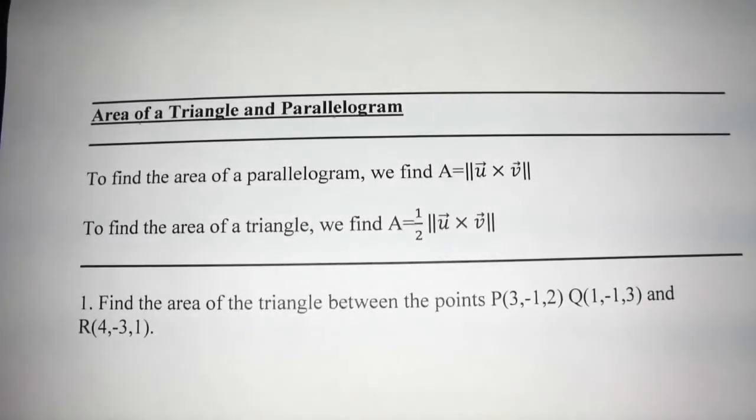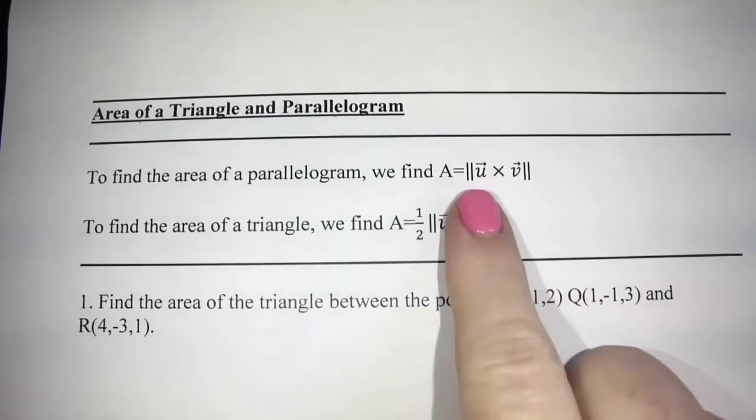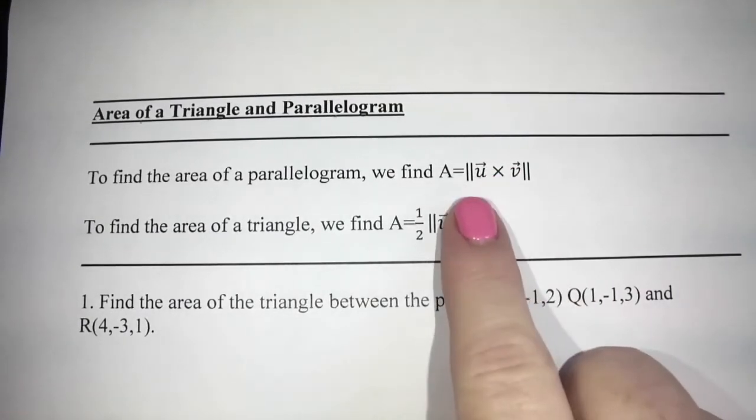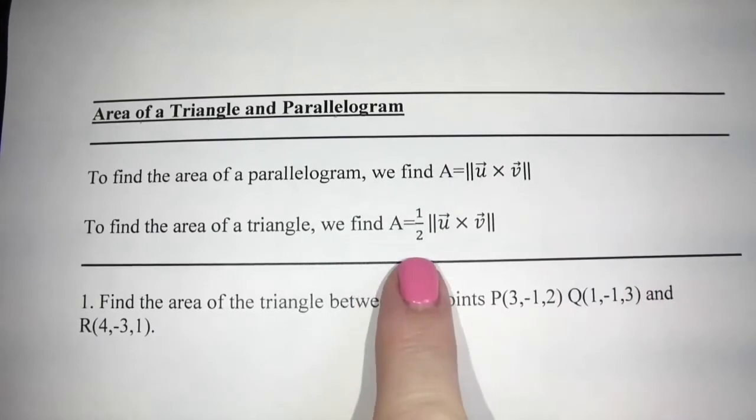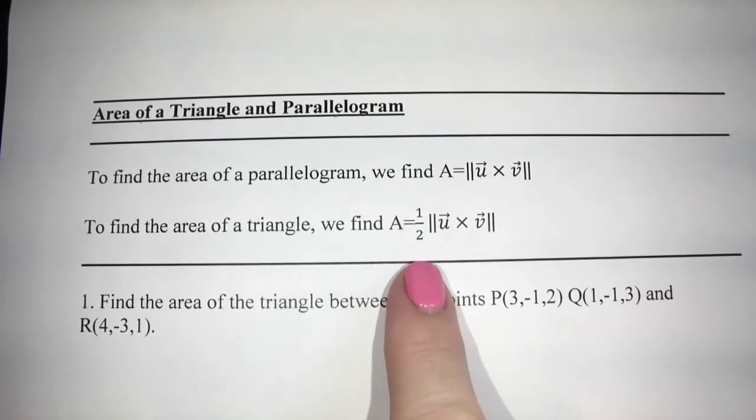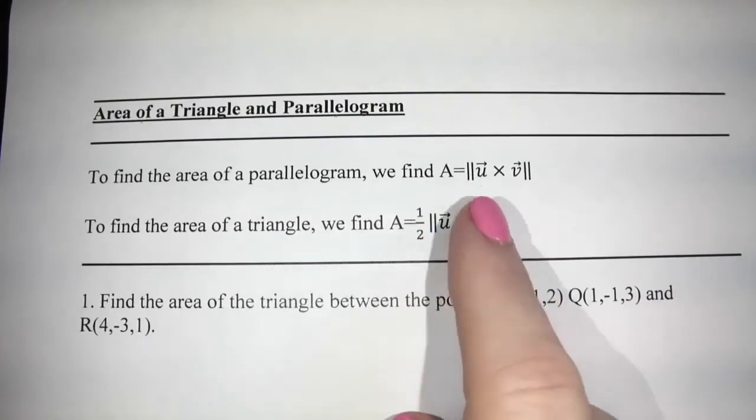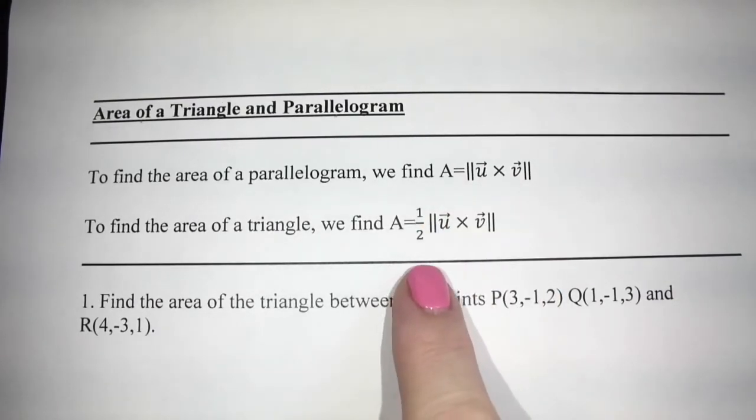The only difference, for the area of a parallelogram, we do the cross product of u and v, and then we do the magnitude. For a triangle, we put a half out in front. So think of back in elementary school where you had the area of a parallelogram be base times height, and a triangle we do half base times height, or base times height divided by 2. So that same sort of thing applies here.